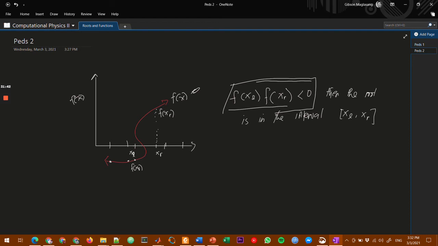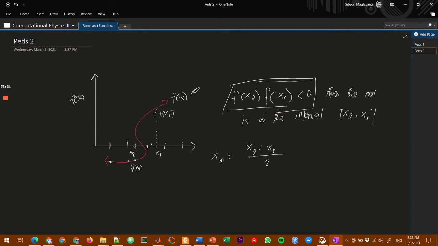Once you know the root is in this particular interval xl and xr, next you determine the midpoint between xl and xr. How to do that? Simple: xl plus xr over 2. In this case, say our interval is here, the midpoint is here. So the midpoint is there.